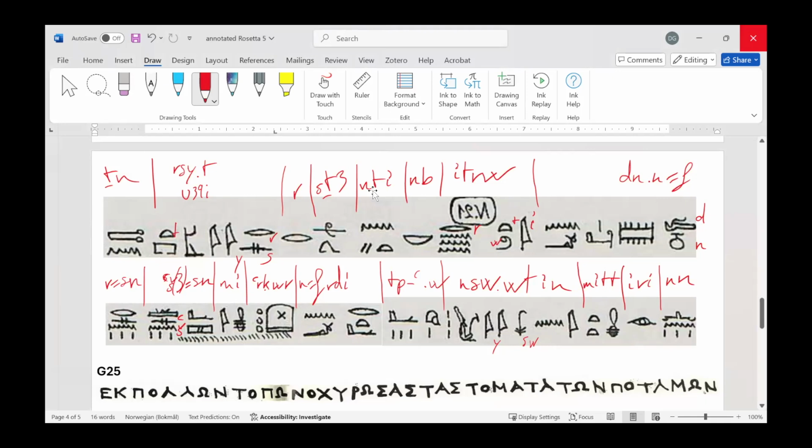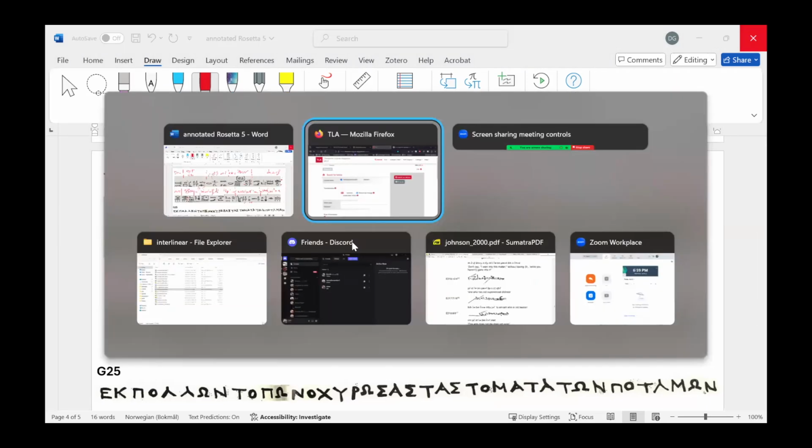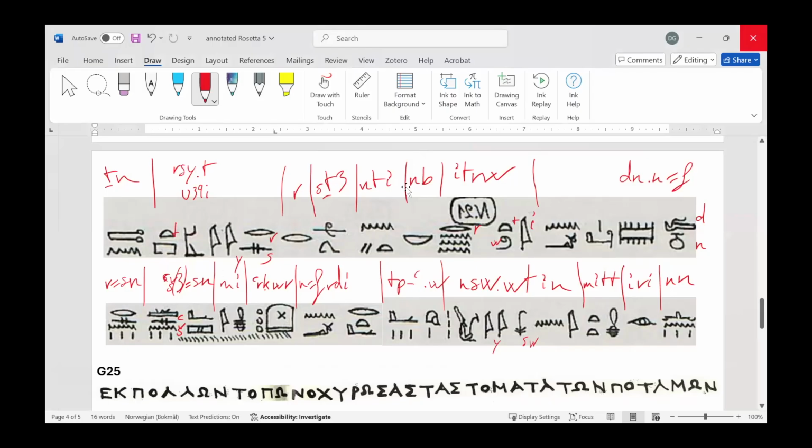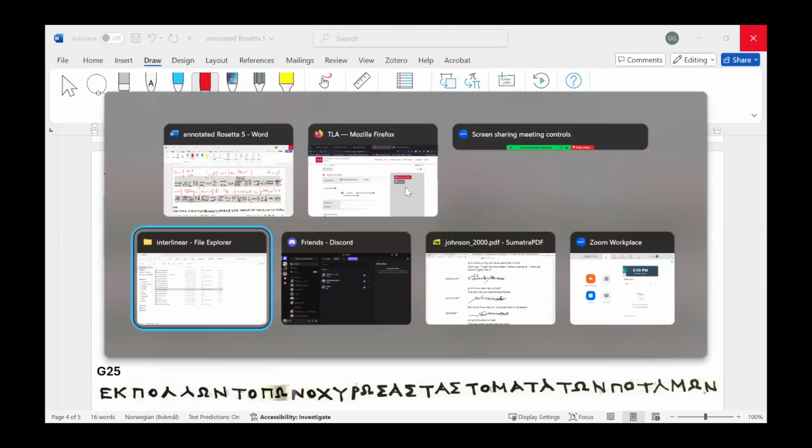Can we look at the stone and see what's actually there? Which stone would that be? I'm sorry, not the stone, the Nubaya stela. It's in our living document. All right.